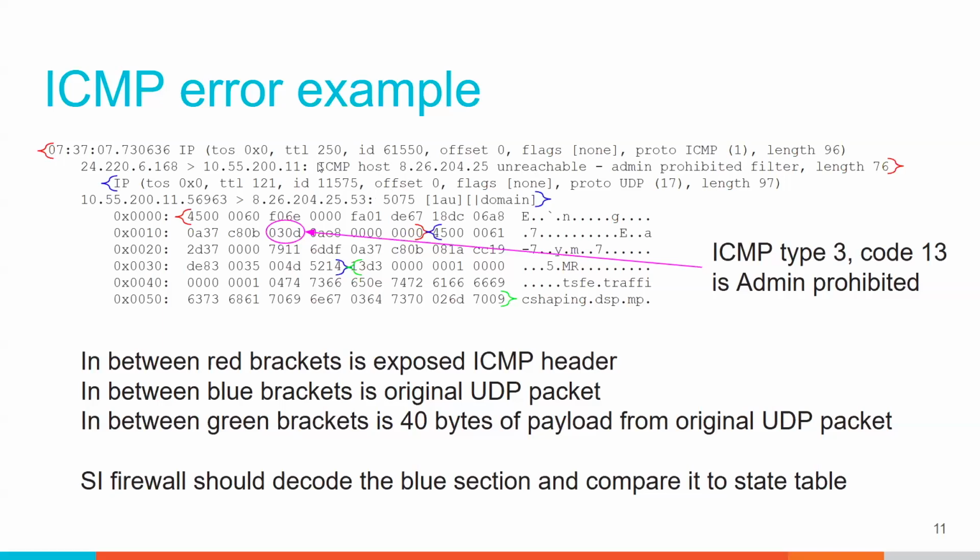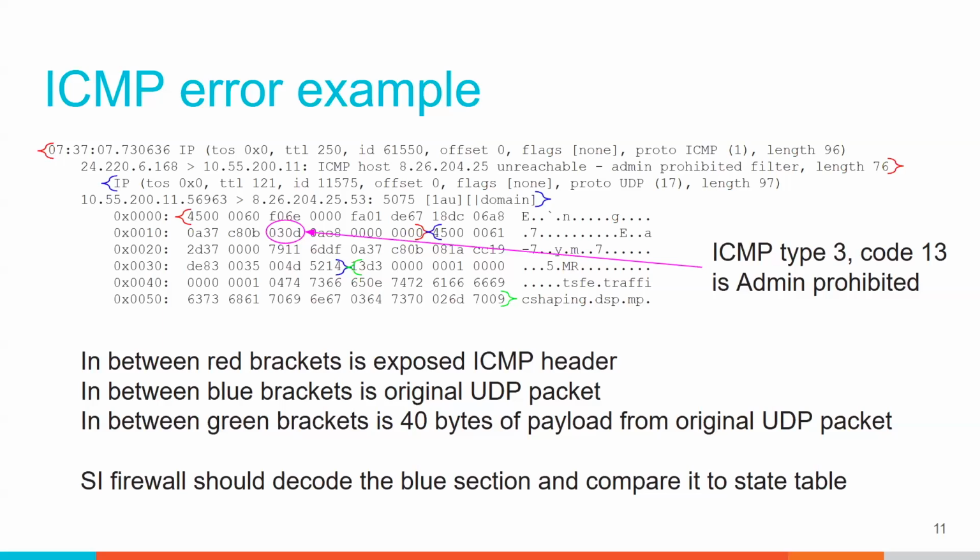Now, if we just look at this outside here, how does the receiving system know what's been prohibited? Because this is coming back not from the system that they were trying to talk to, but some intermediary host that says, I have filter rules in place saying I can't let this through.